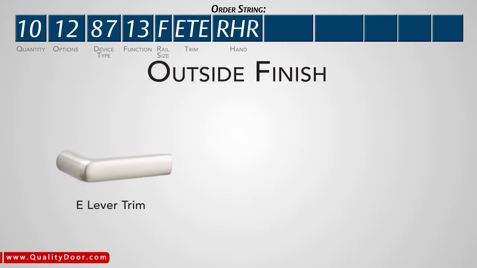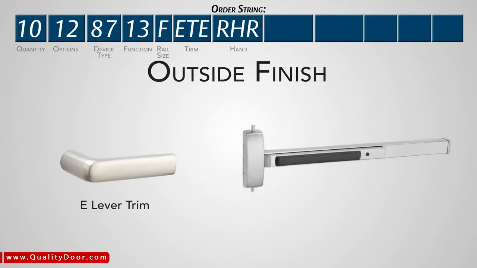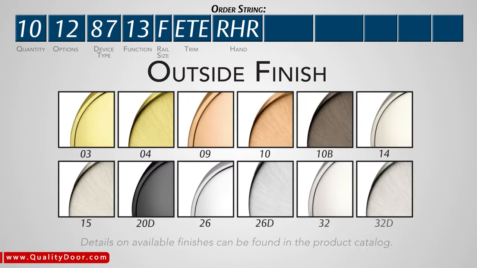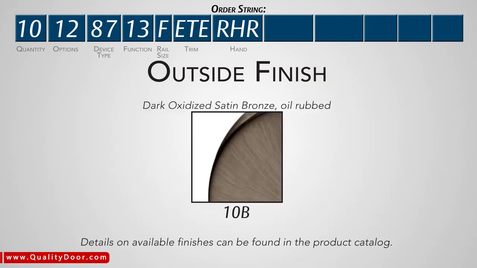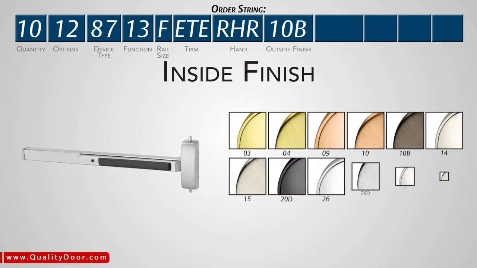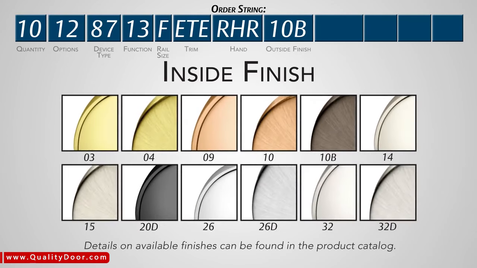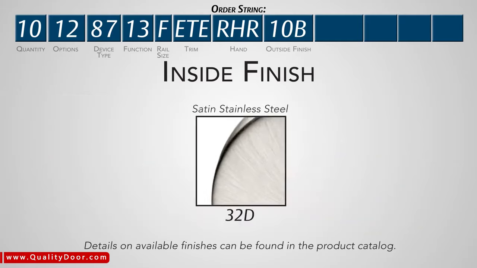Sometimes you may want the outside finish of your devices to be different than the finish for the devices themselves. If that's the case, specify that here. For our example, we'd like a dark oxidized satin bronze oil rubbed finish, so we'll enter 10B here to specify that. Then we'll specify the inside finish, the finish on the device itself. Our sample project requires a satin stainless steel inside finish, so we'll enter code 32D here.